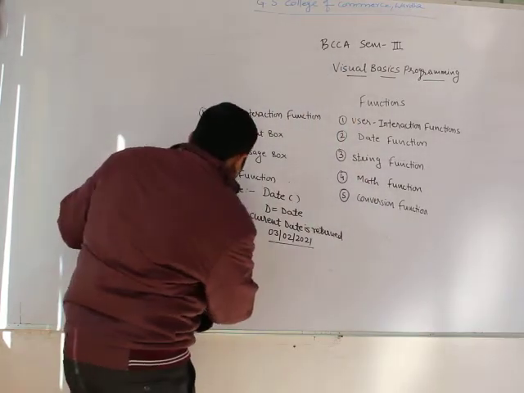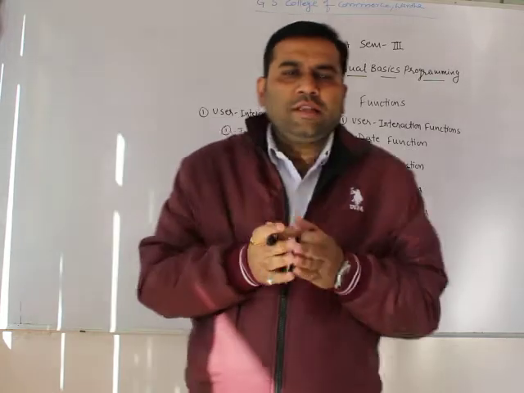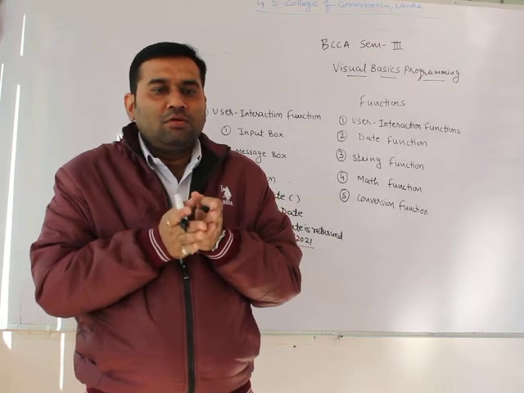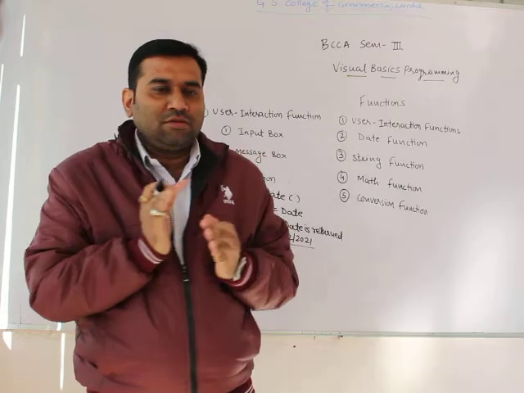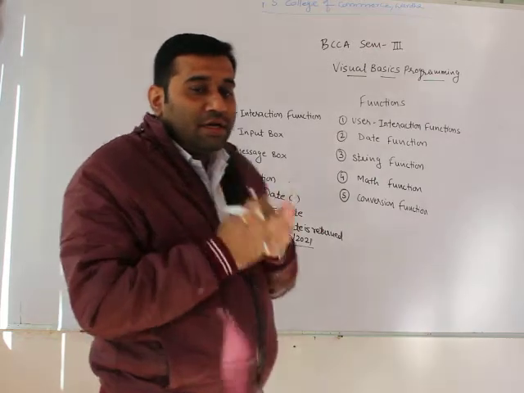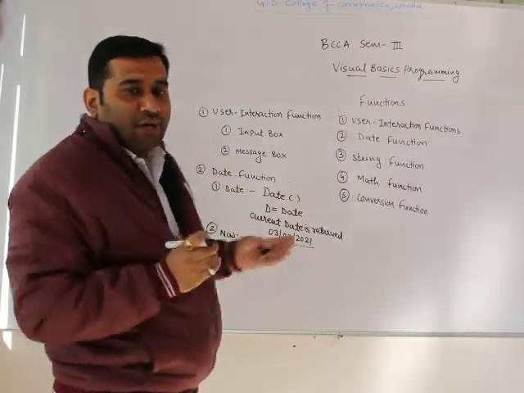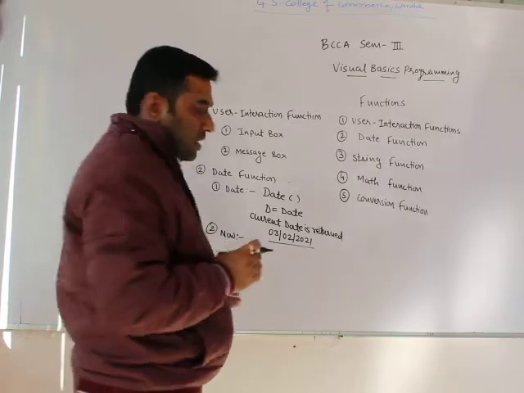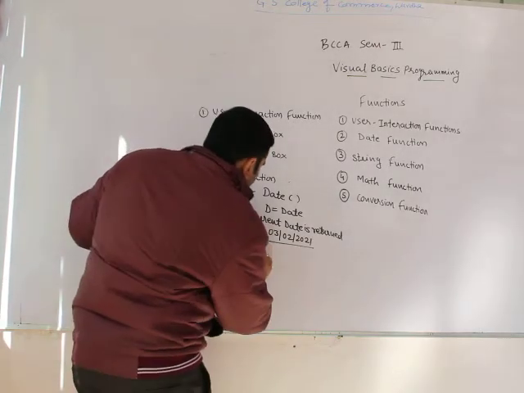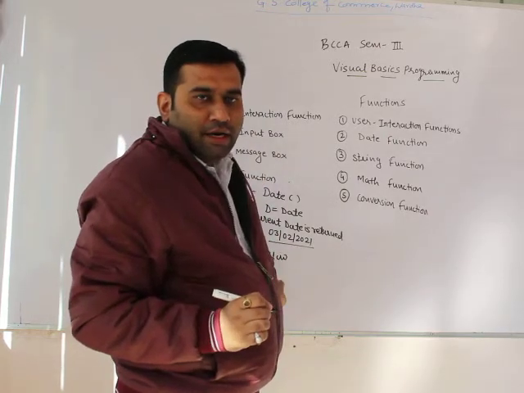Second is Now. Now returns the current date and the time according to your computer system date and time. In the Date function only the current date is returned, and in Now it returns the current date and the time according to the computer system date and time. For example, n = Now, and the current date and time is returned.